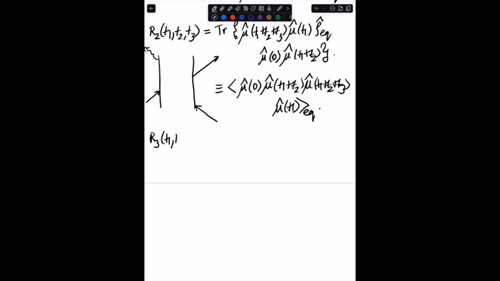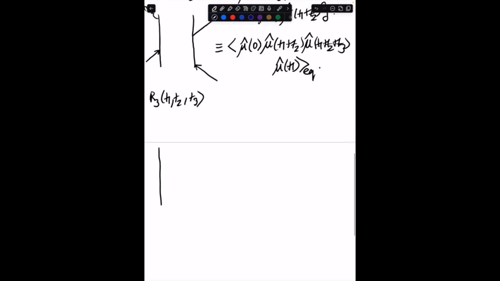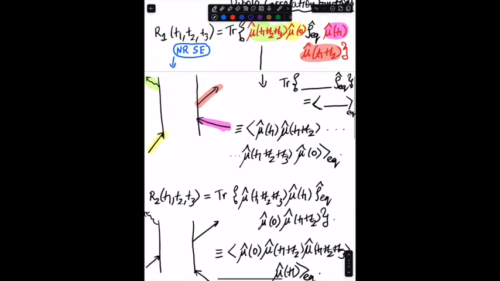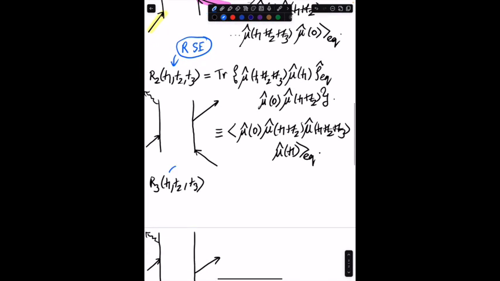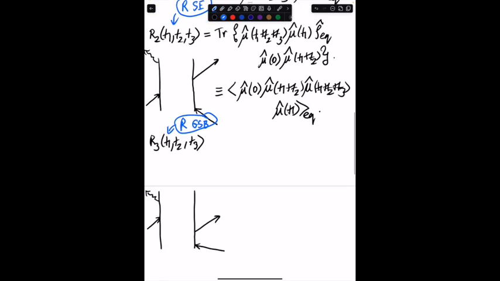So R3 takes down this sort of structure where your first interaction is with your bra side, and then your second interaction is with your bra side, then the third interaction is your ket side, and the emission of the signal field is also from your ket side. So again, this would be something like a rephasing stimulated emission. This would be a rephasing ground state bleach sort of process.